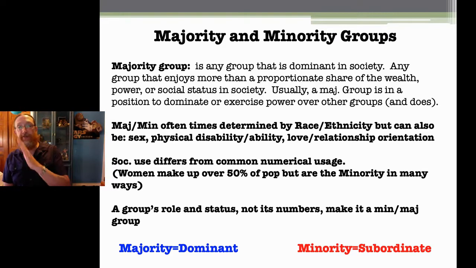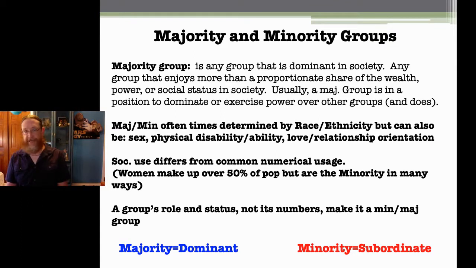The media most often portrays minority group members as, and now let's look at majority groups. Majority group, any group that is dominant in society. And we'll talk about that because numerical measurements are not necessarily just what we're looking at here as sociologists. Any group that enjoys more than its proportionate share of wealth, power, or social status, and quite a bit more is what we're talking about.